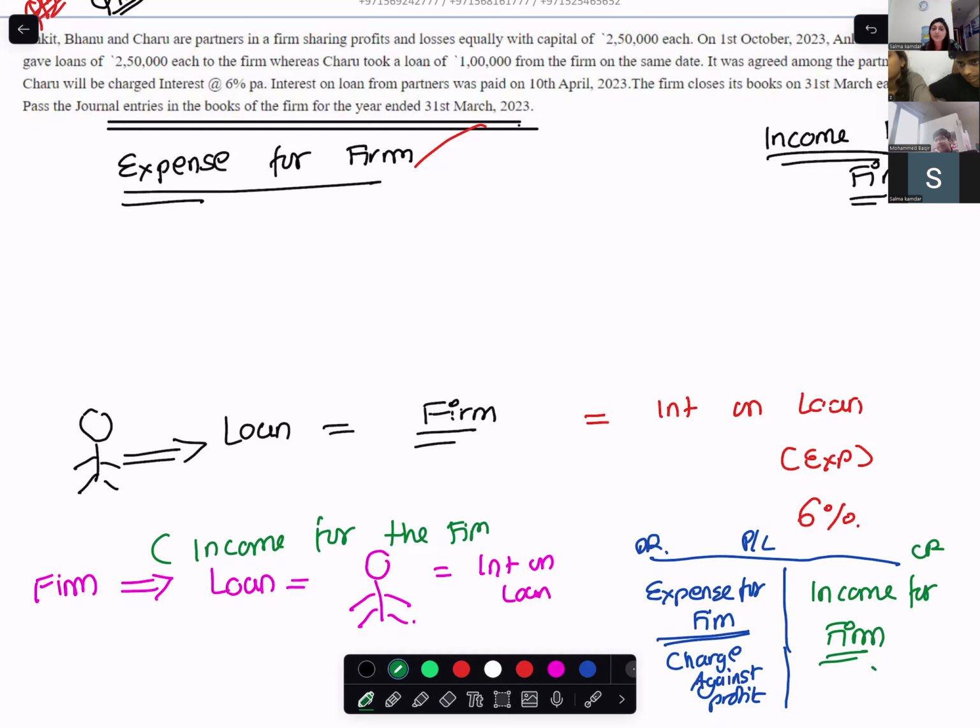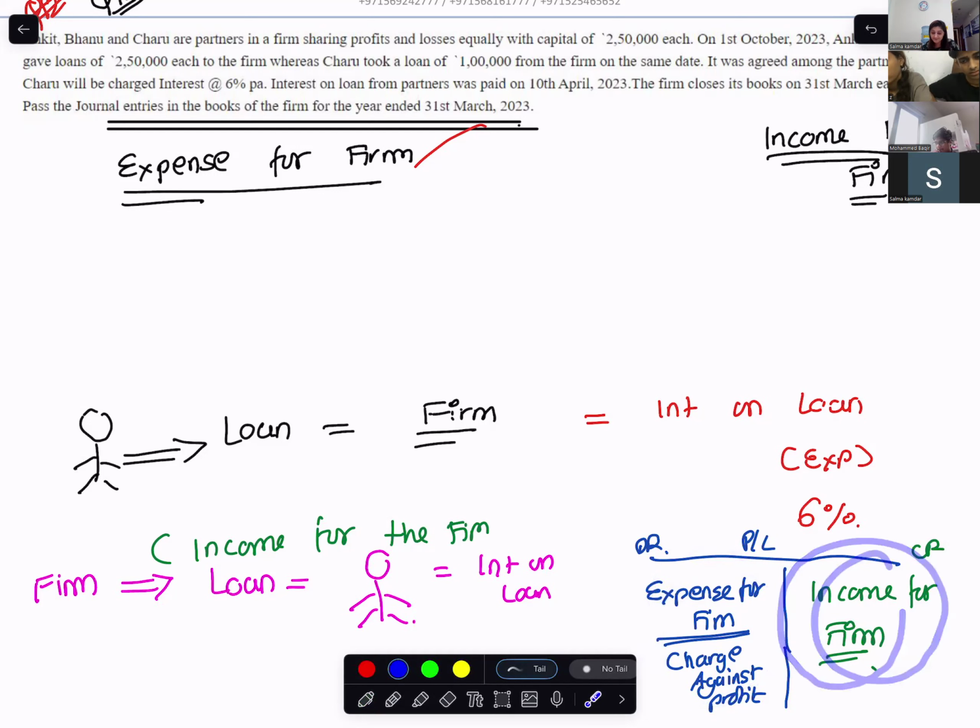Profit and loss account is a nominal account which says debit all expenses and losses and credit all incomes and gains. Correct? Okay, I am asked to pass journal entries. Now I will read again.